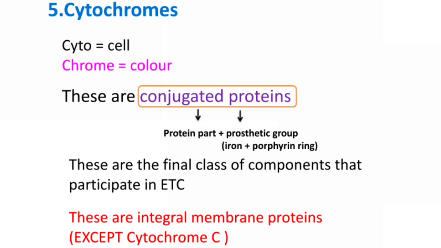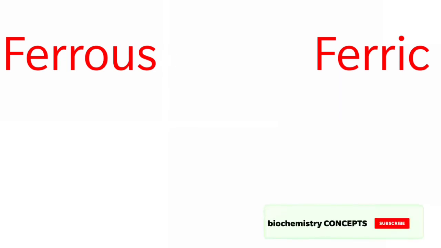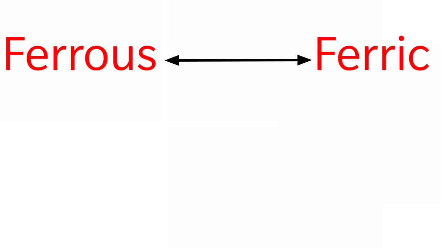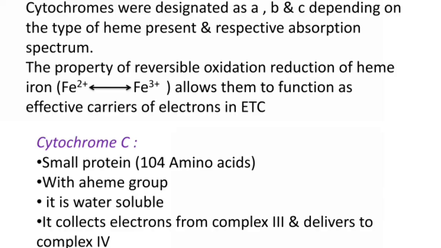Heme group of cytochromes is different from the heme group of hemoglobin and myoglobin. The iron of heme in cytochromes is alternately oxidized and reduced. That means it changes from Fe3 plus form to Fe2 plus form. So there is always interconversion between these two forms, which is essential for the transport of electrons in the electron transport chain. But iron in heme of hemoglobin and myoglobin remains in the ferrous state only.